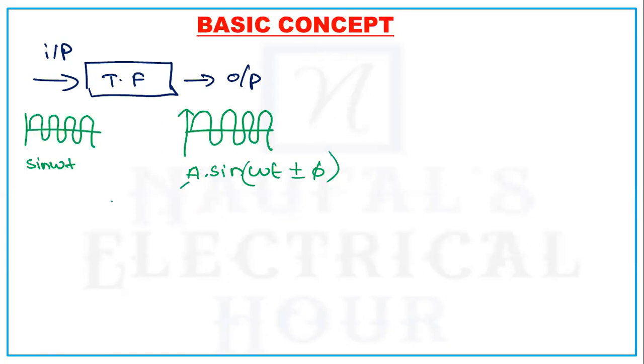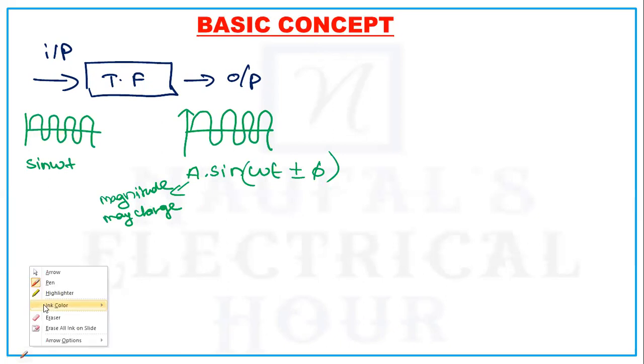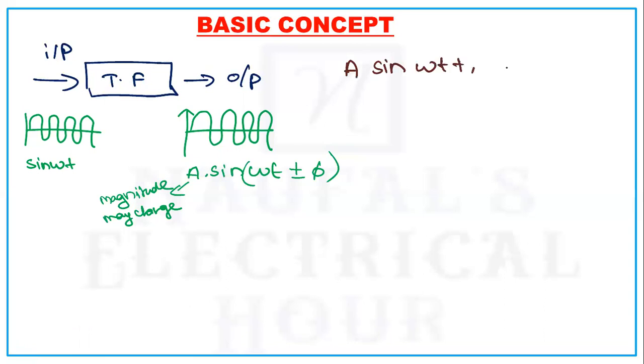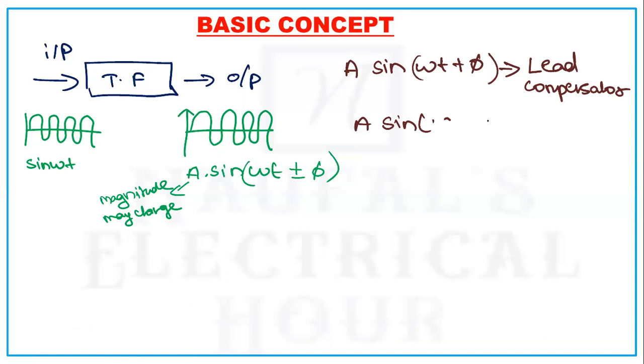So A is the magnitude. It can also change. And there will be a phase difference. Phase will also change. So the basic idea is, if the output is A sine omega t plus phi, then we can say the output is leading. So we have added a lead compensator. Then if it is A sine omega t minus phi, then it is a lag compensator.